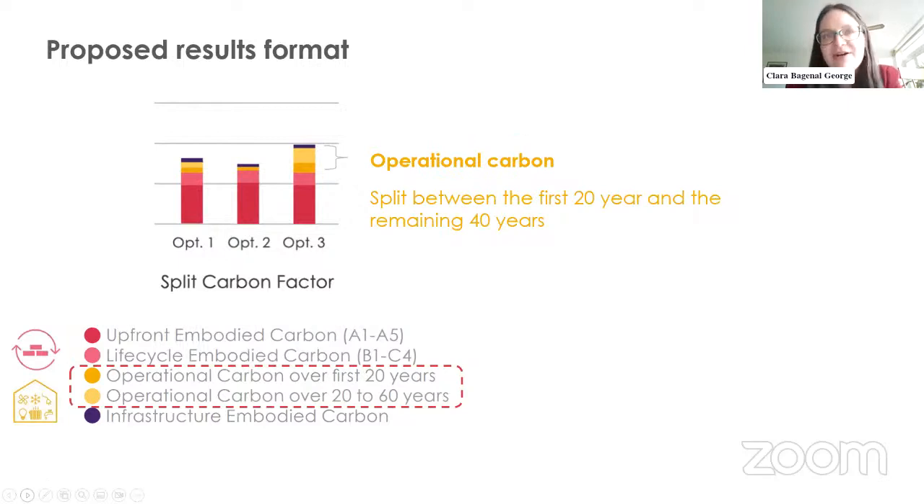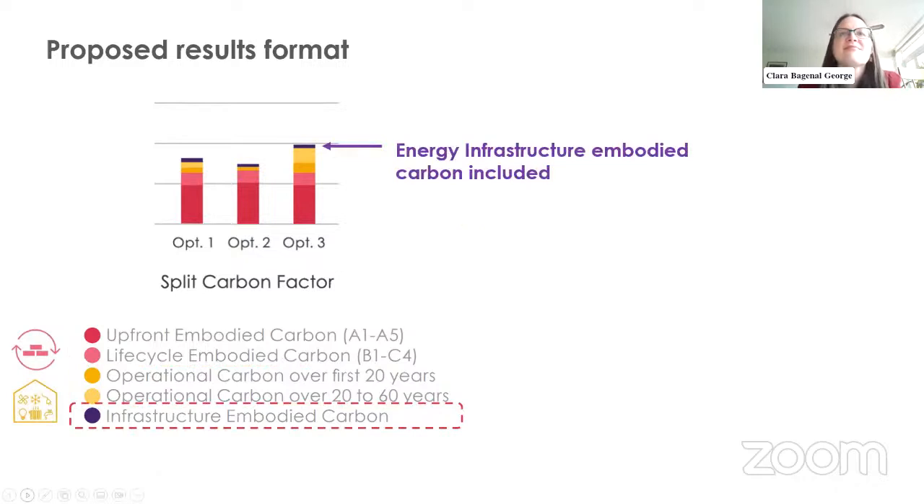Now, our operational carbon, we've actually also split this up into the first 20 years and the remaining 40 years. The reason why we've done this is because of uncertainty. So we're more certain about the operational carbon of the first 20 years than the last 40 years. In a similar way, we're more certain about the upfront carbon as we are the in-use and end-of-life carbon. And so this really helps your brain understand what bits are more certain, what bits are less certain, and that can help in terms of trying to make the right decisions. And we've included the embodied carbon of energy.